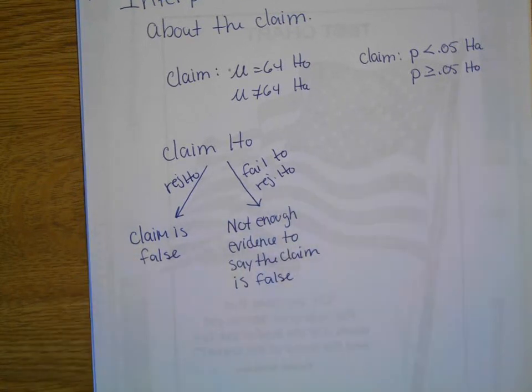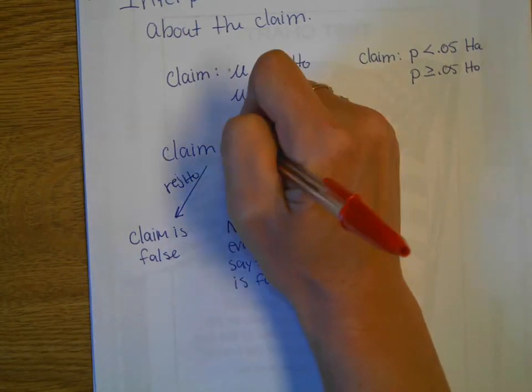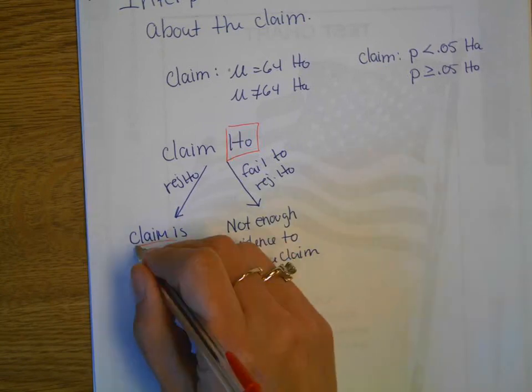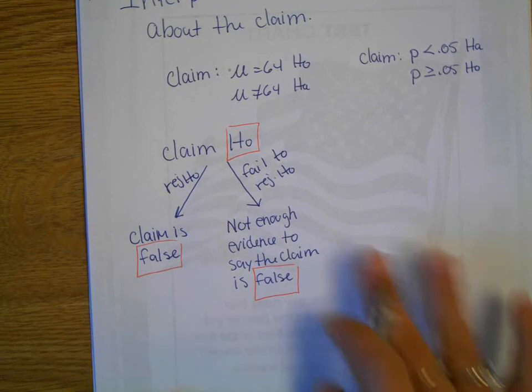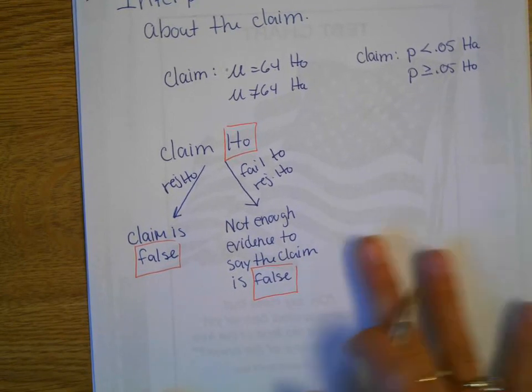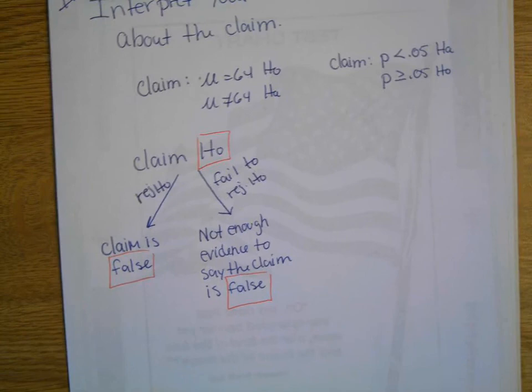Okay, so what I want you to remember, and I do have a poster of this, I don't know if you remember it from back in geometry, but if your claim is the H0, your results always have the word false in them. Over here, you're going to see our interpretations are going to be different.